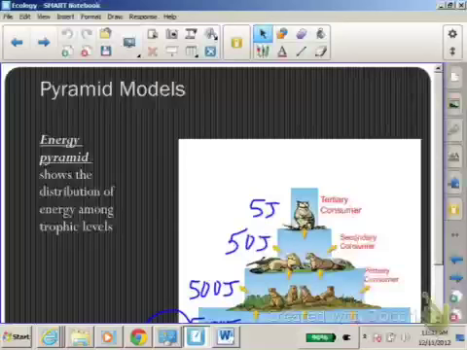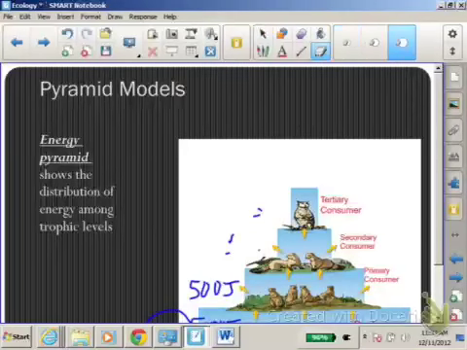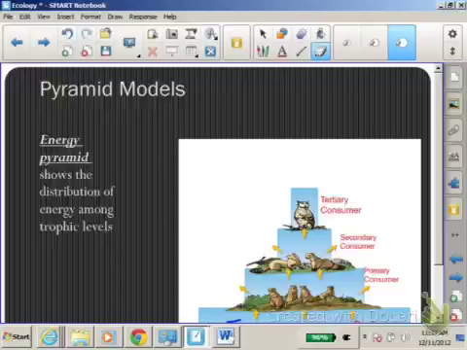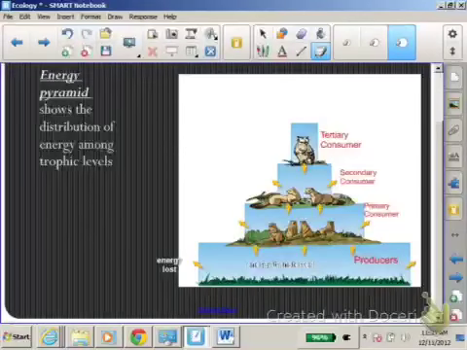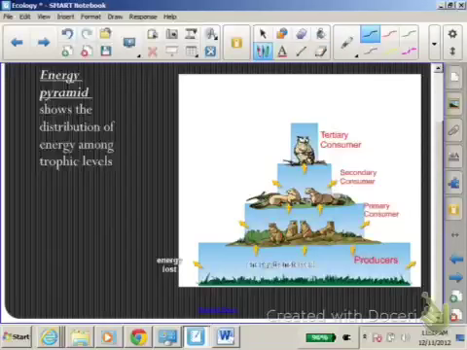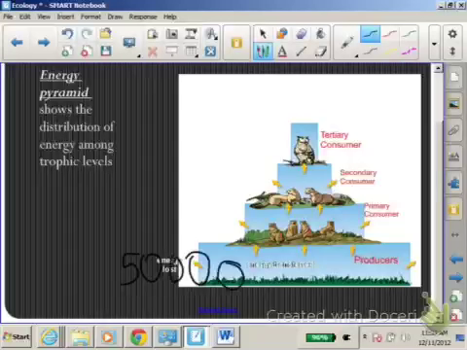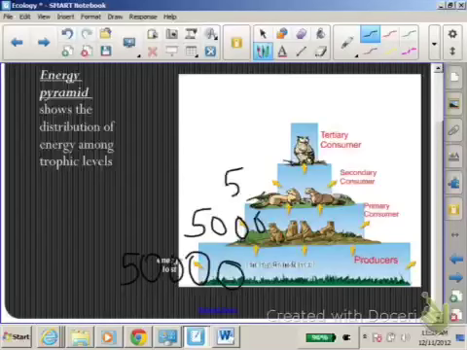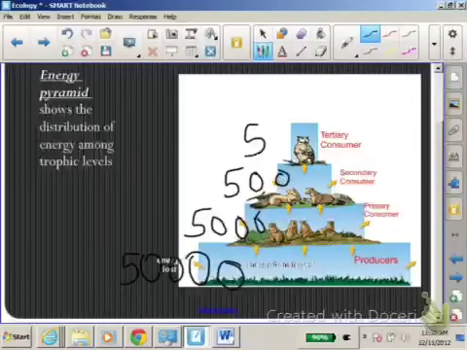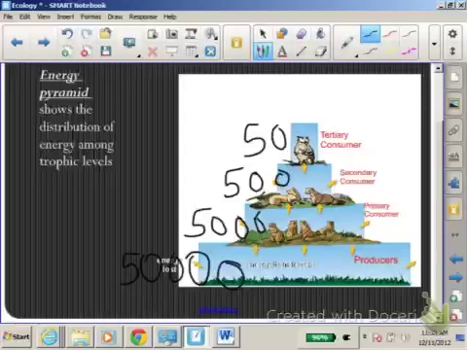Okay, so this right here would be an energy pyramid, and it's showing you how much energy is lost at each trophic level. Remember that only 10% of energy is transferred from one trophic level to the next. So if we had 50,000 joules of energy here, then here we would only have 5,000. Remember, here we would only have 500, and on here we would only have 50. Okay, so that is an energy pyramid.